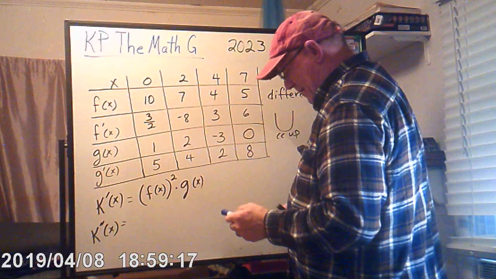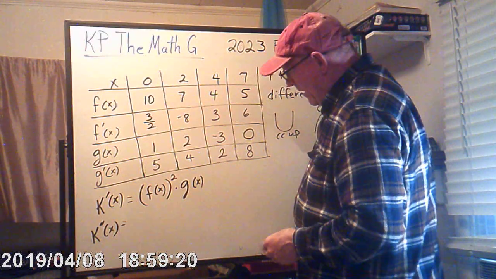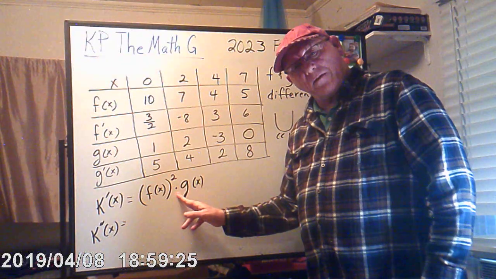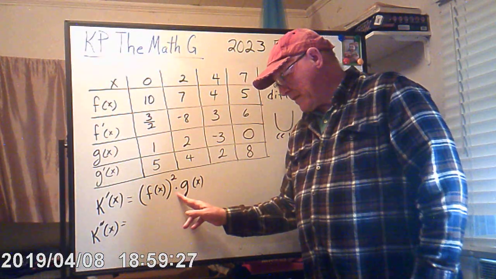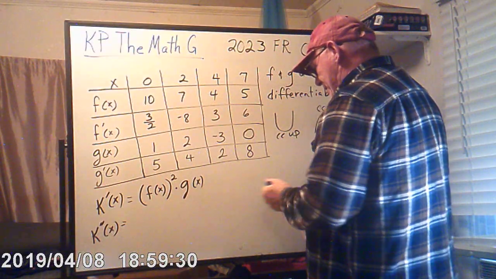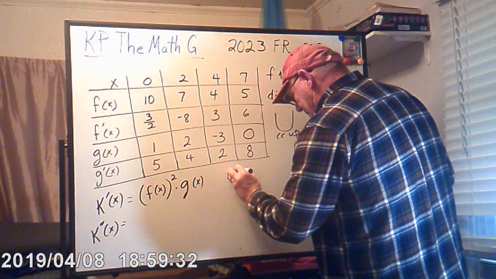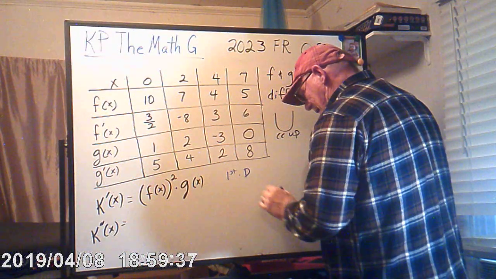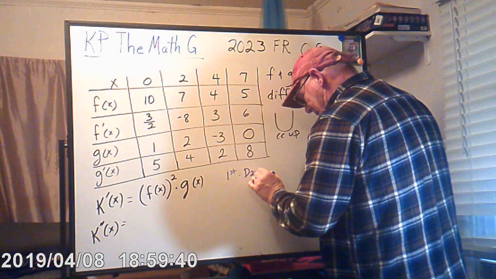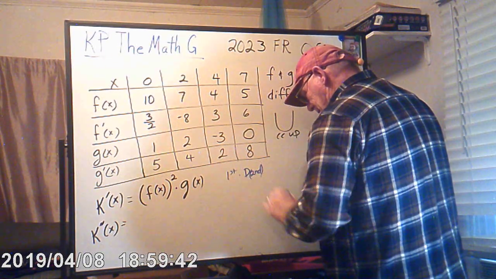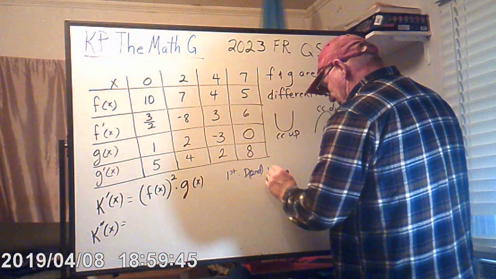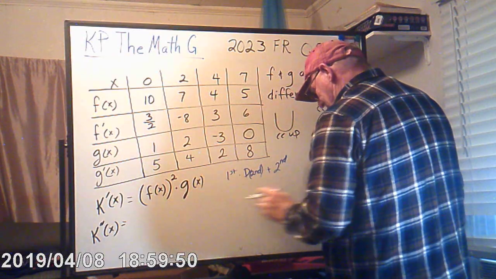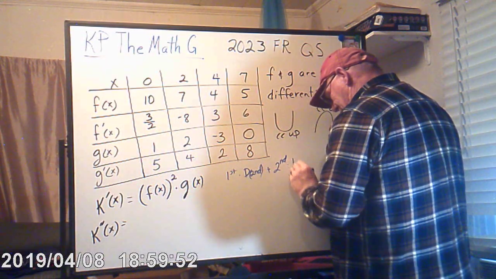So here's what we've got to do. I see a product, so I have a product rule, don't I? The product rule, in this case, is the first times the derivative of the second, plus the second term, that will be this one, times the derivative of the first.